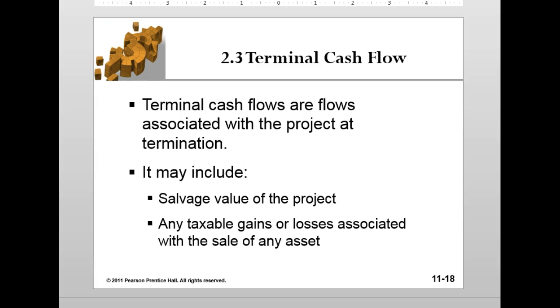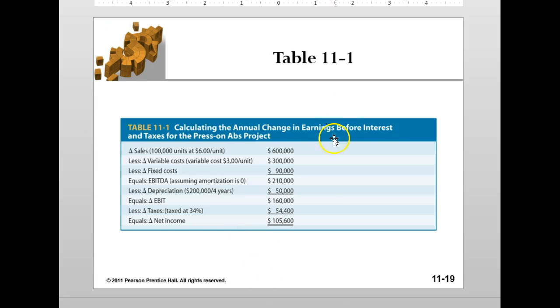Step 2 is then you're going to look at the terminal cash flows that are associated with termination of that project. Okay, and that may be the salvage value or any tax gain or loss of the sale of an item. So what you're going to end up with is something like this.